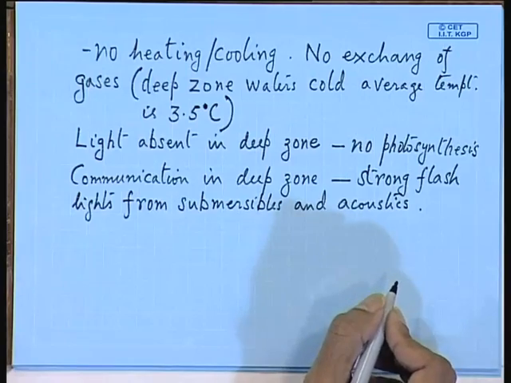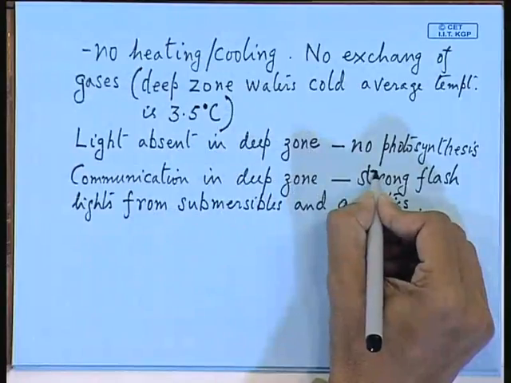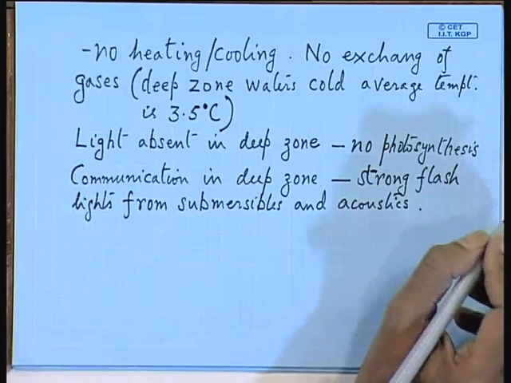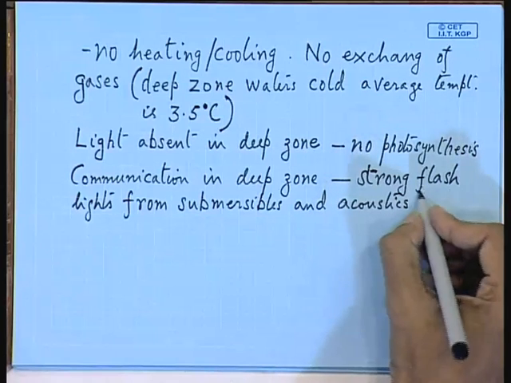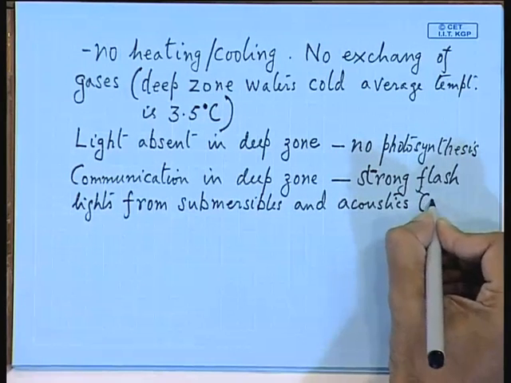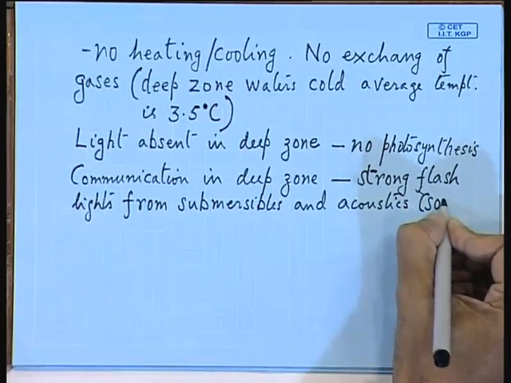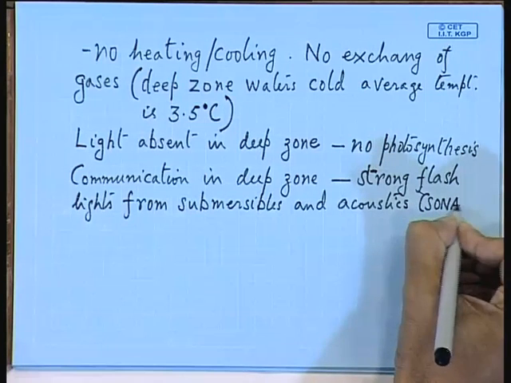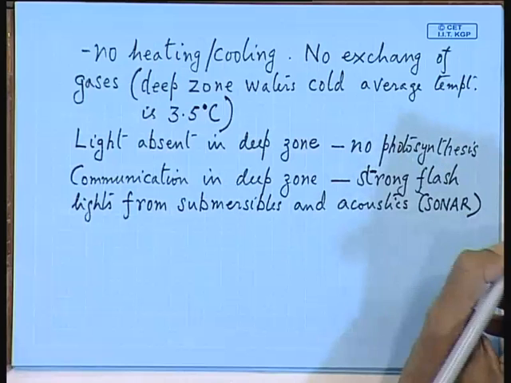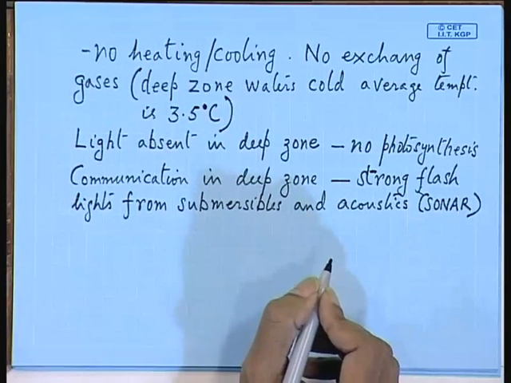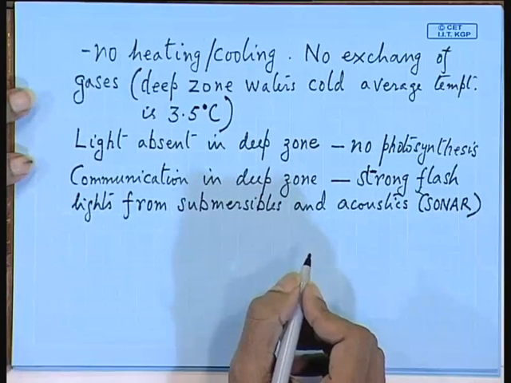So, if you want to retrieve an object which has sunk, the Titanic pieces or the Konishka crashes, then you have to scour the ocean floor with strong flashlights and sonar. This is called sonar arrays. You have to take help of this. So, underwater communication is done in this method.